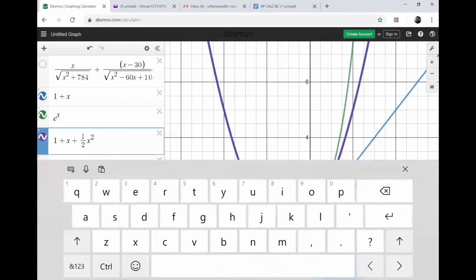I really hate this keyboard. Hold on, let me put my keyboard on, because this annoys me. I hope they fix it for tablet soon, because that's really annoying.